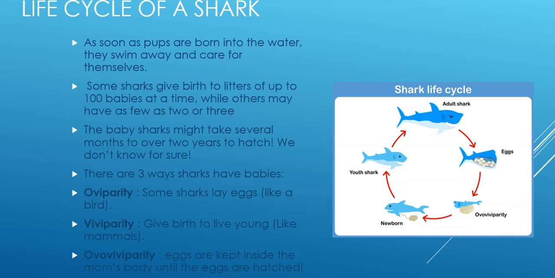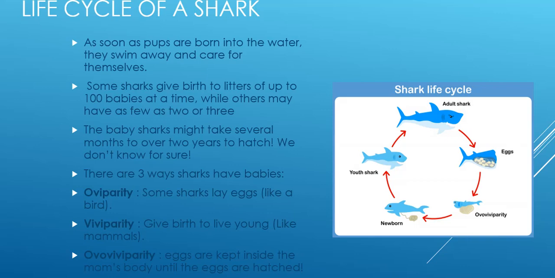And there's the picture there for you. So the adult shark with the eggs, and then this is the one where the eggs are kept inside the mom's body until they're hatched. Okay, and then they have the newborn, and then the youth shark.